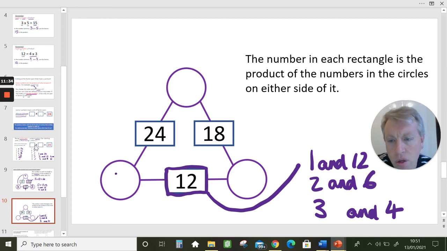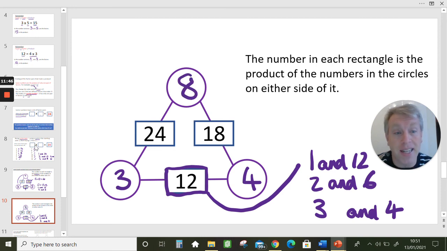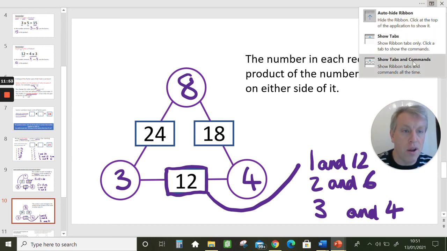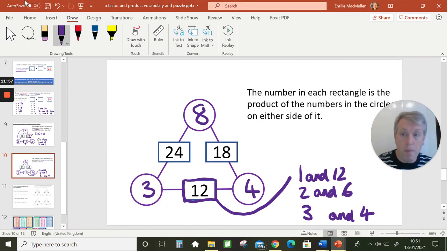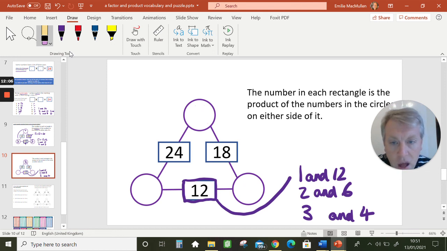How about if I put 3 here and 4 here? Well, 3 times 4 is 12. 3 times what makes 24? 8. Oh no, but 4 times 8 is 32. So that shows me, no, I was not right on that one. So this means I might need to go back and rub it out and have a little go again. So not 3 there and 4 there and 8 there.